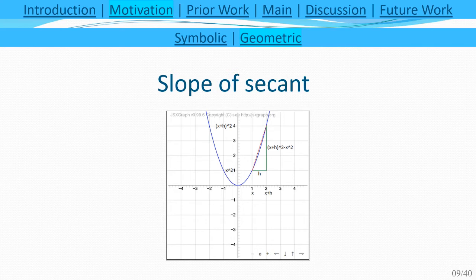To get the slope of the secant, we do delta y over delta x. In our case, delta x is h. We calculate delta y as f of x plus delta x minus f of x. In our case, delta y is f of x plus h minus f of x equals x plus h squared minus x squared. We calculate delta y over delta x as f of x plus delta x minus f of x over delta x. You may remember this from calculus as the difference quotient f of x plus h minus f of x over h.